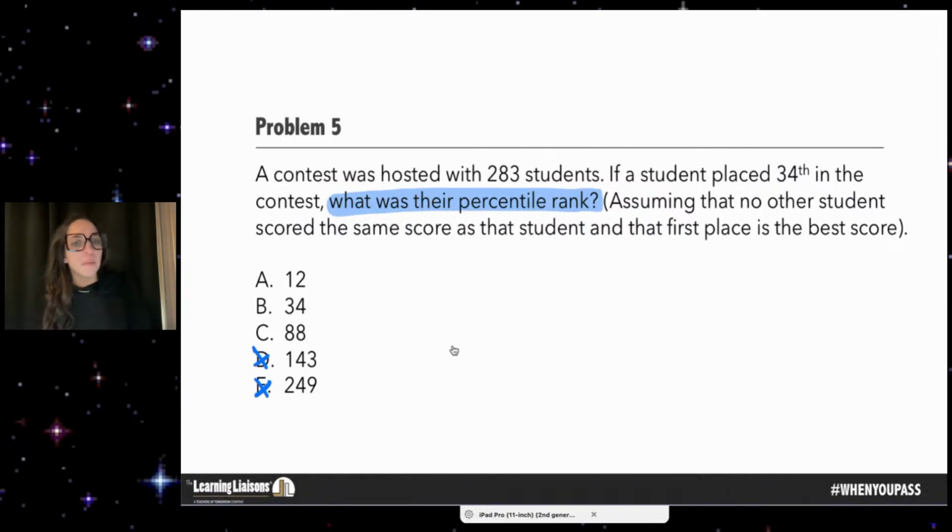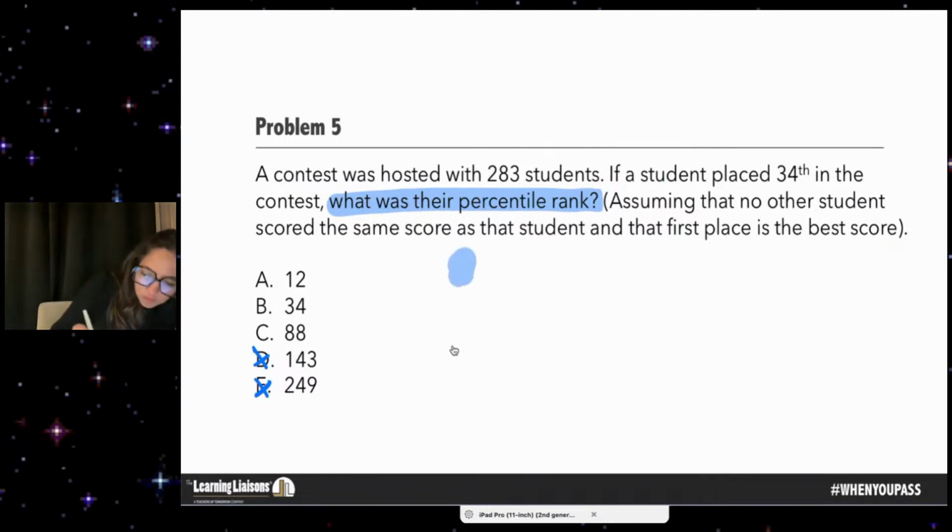You can, but in this case, a percentile ranking is going to be from 0 to 100. We're not going to be more than 100. So a contest was hosted with 283 students. The student placed 34th in the contest. So the first thing I need to do is figure out what decimal 34 out of 283 is.